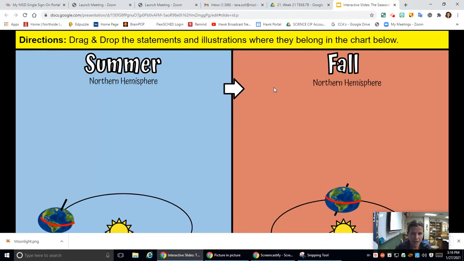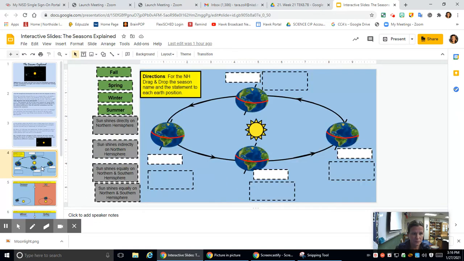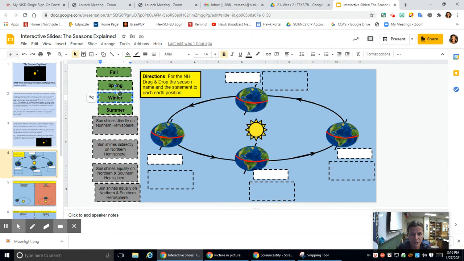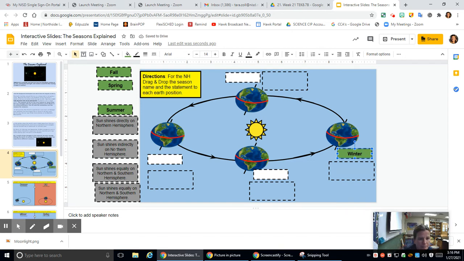So I'm going to minimize, and we're going to drag and drop that title. So winter is the season in the Northern Hemisphere, and the description would be sun shines directly on the Northern Hemisphere? No, sun shines indirectly on the Northern Hemisphere. That's what's going to give us winter. Okay, the rays are indirect, so we're winter.